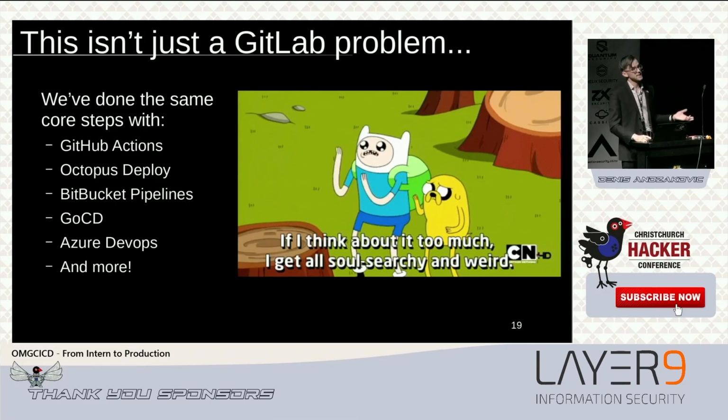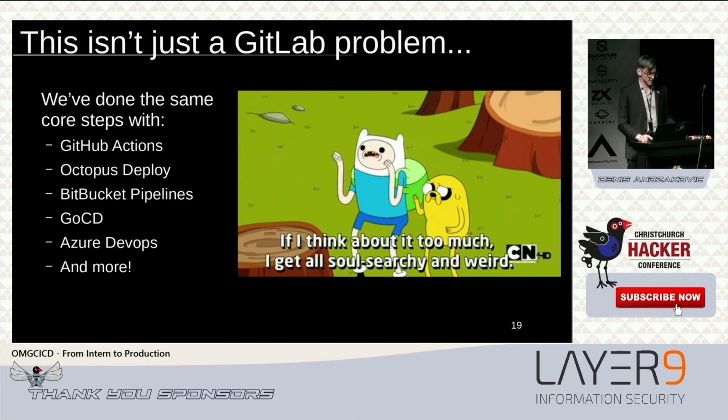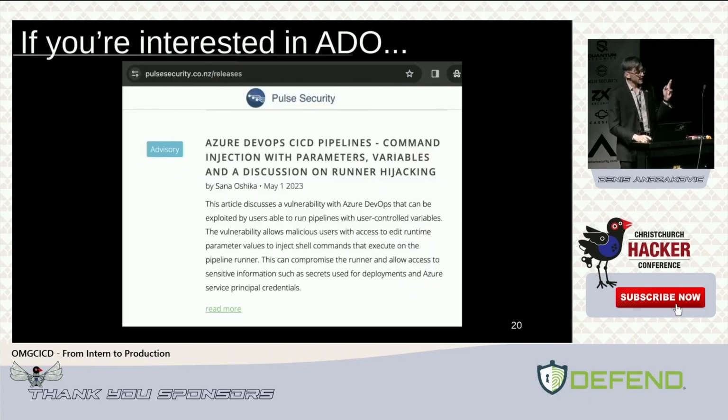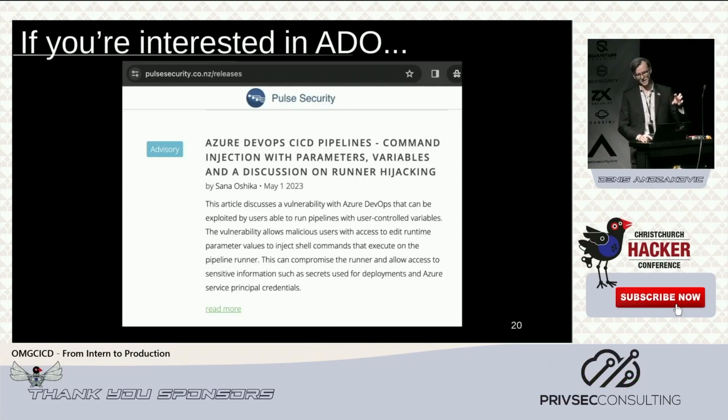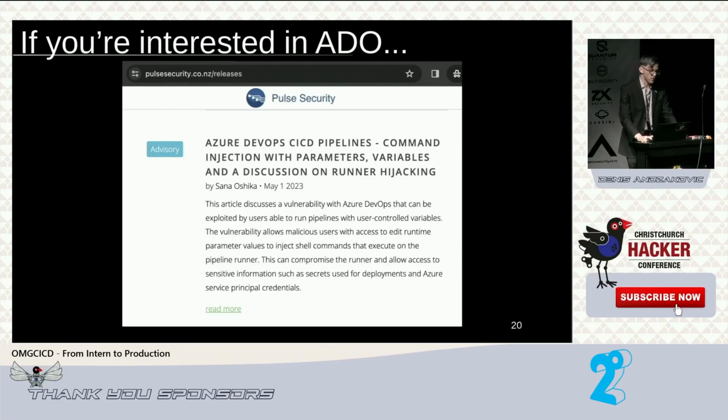If you would like another technical example of doing this kind of attack, Sana wrote up this advisory on using parameter injection inside Azure DevOps, and she went through and managed to pop the runner and get access to the cloud God mode credentials. So again, it's not a GitLab problem, and this isn't even a GitLab vulnerability or anything like that. This is purely a CI/CD configuration and hardening issue that we've seen quite a lot in the wild.